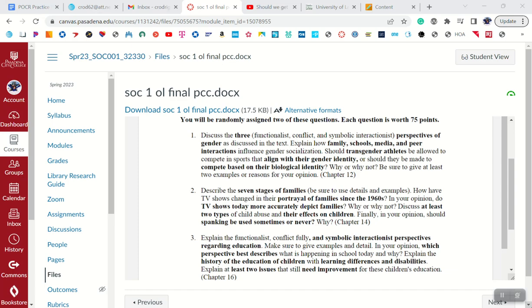Again, I expect more than a yes or no answer. You got to support your conclusion. Why do you reach the conclusion that you do? I say there, be sure to give at least 2 examples or reasons for your opinion.